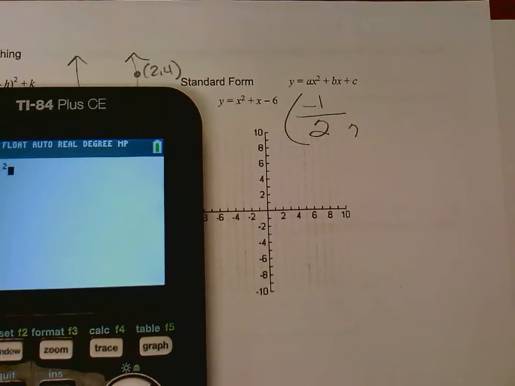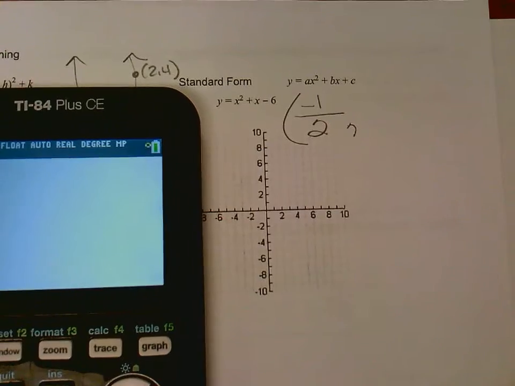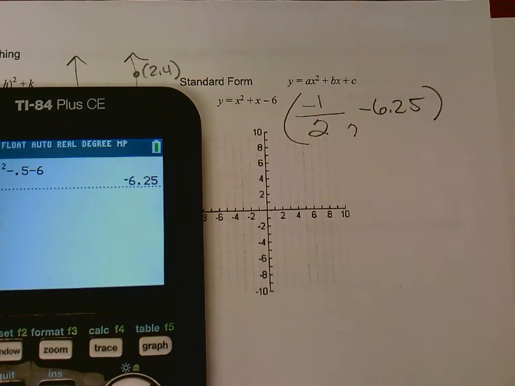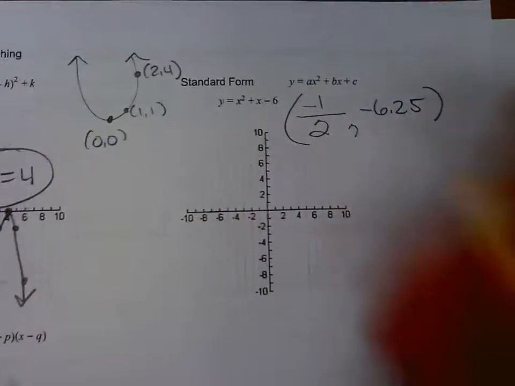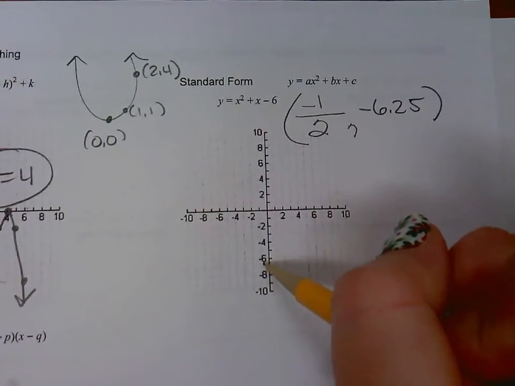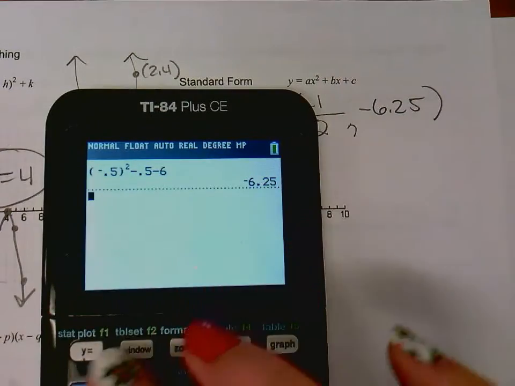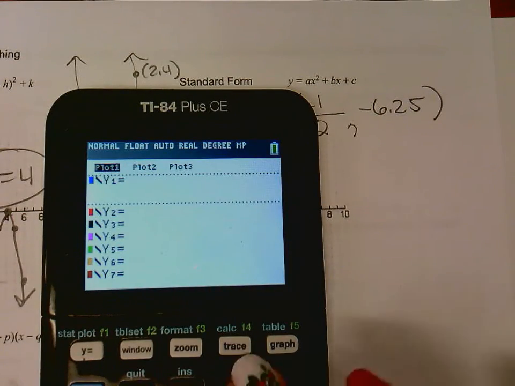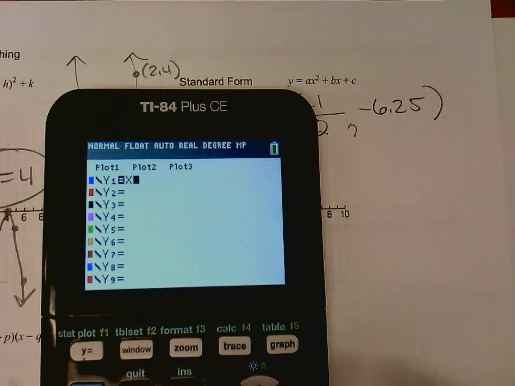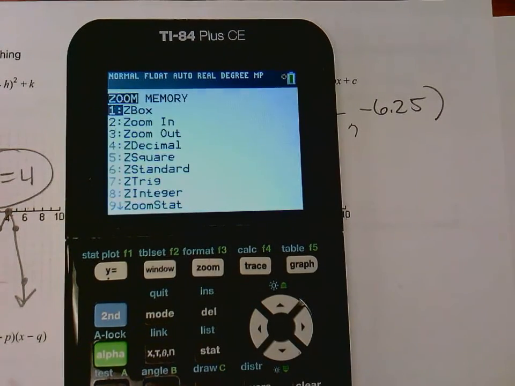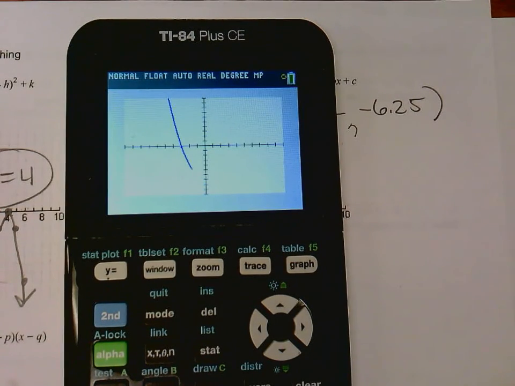Negative 1/2 squared minus 1/2 minus 6, negative 6.25. I'm not sure why I did that to myself, but negative 6.25 is not going to have very nice x-intercepts up here. Let me show you how to find them on the graphing calculator. Plug your function into the graphing calculator. I'm hitting zoom 6. Here's my quadratic.